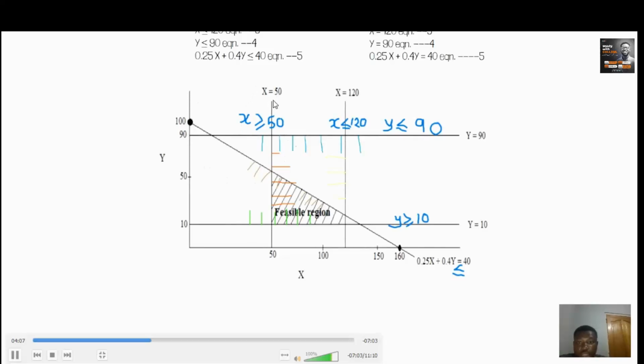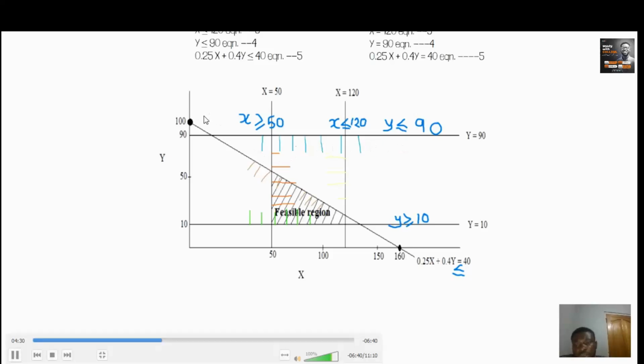After plotting them, so we have x to be 50. There was no y value, so we represent it with a straight line. Then we have x to be 122, no y value, so a straight line. Then when we come to y2, we have y is equal to 10, so straight line, no x value. Then y is equal to 90, straight line.